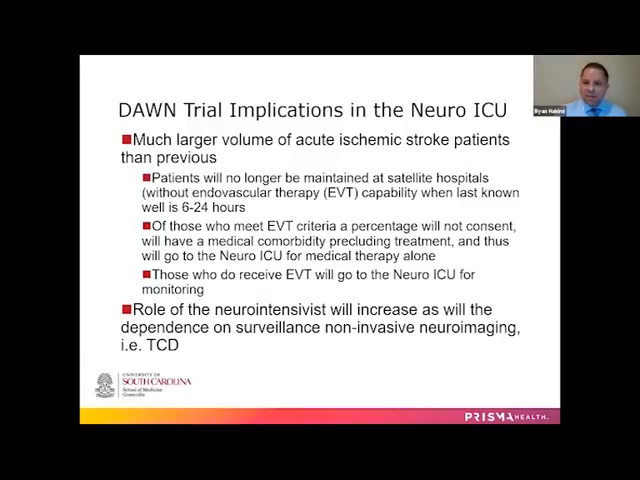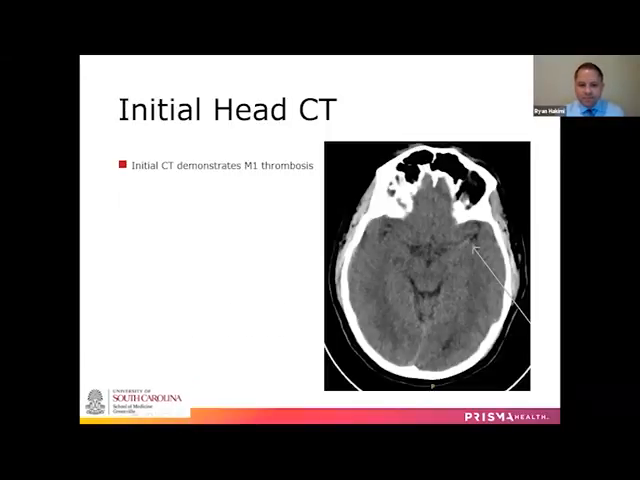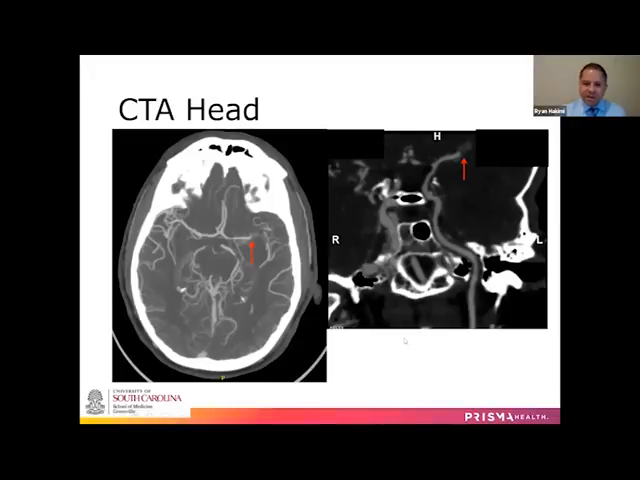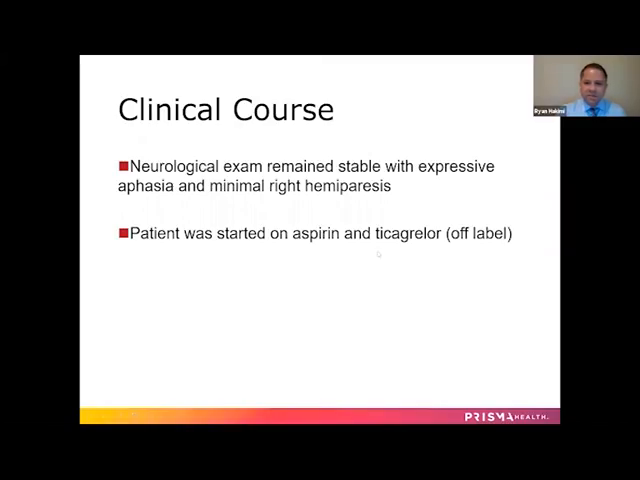So, for example, this patient came in with an M1 thrombosis. They did not end up getting intervention, and so there's definitely a large vessel occlusion there, and you can see that the collateral blood flow is quite reasonable, and here's the reconstruction. And so in a patient whose examination is stable, they had expressive aphasia and minimal right hemiparesis.